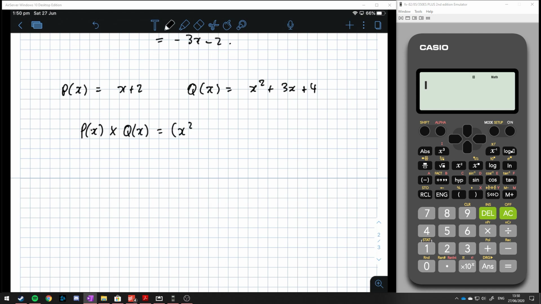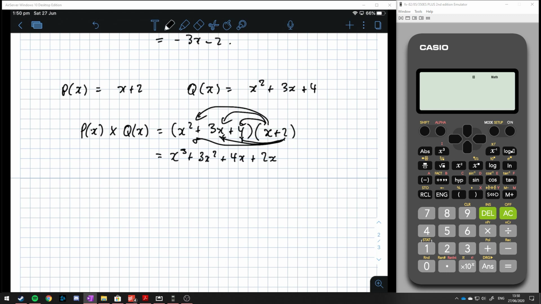So what that means is, if I have p of x times q of x, what I could do is I could work them out. So x squared plus 3x plus 4, it doesn't matter which way I write these around because we know that it doesn't matter which way we have our multiplication around. But if we expand this out, we're going to get x times all of these, and we're going to get 2 times all of these. So we're going to get x cubed plus 3x squared plus 4x plus 2x squared plus 6x plus 8, which is equal to x cubed plus 5x squared plus 10x plus 8.